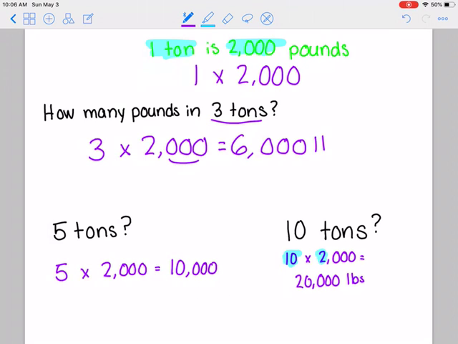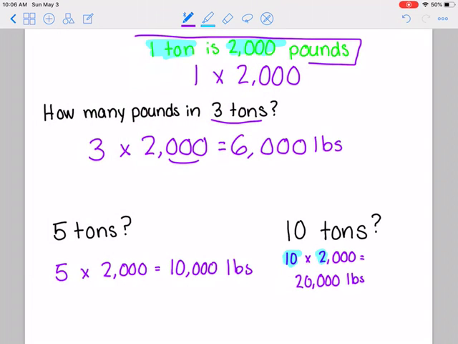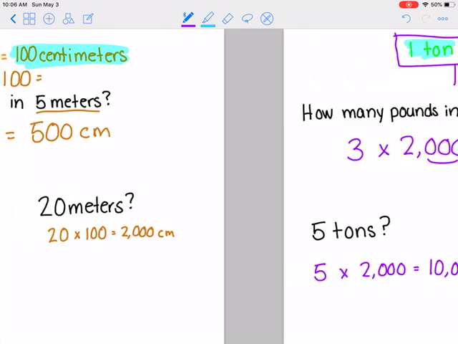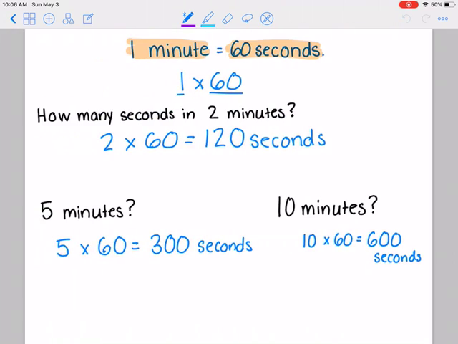Little mistakes like that when you talk about measurement are very important, because there's a big difference between 6,000 tons and 6,000 pounds. You'll notice the measurement here is weight, so how heavy something is. Meters and centimeters is how they measure length or distance. And minutes and seconds is how you measure time. So there are 3 different types of measurements that we're going to be working with in this lesson. Do your math message and then watch the next video.